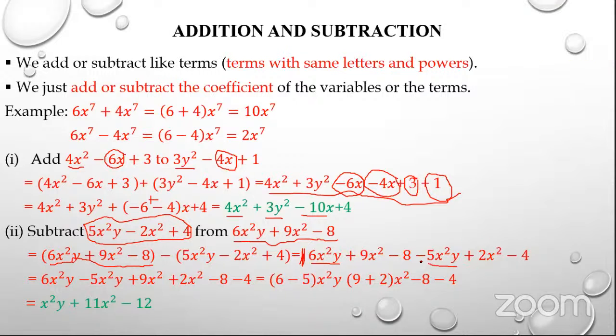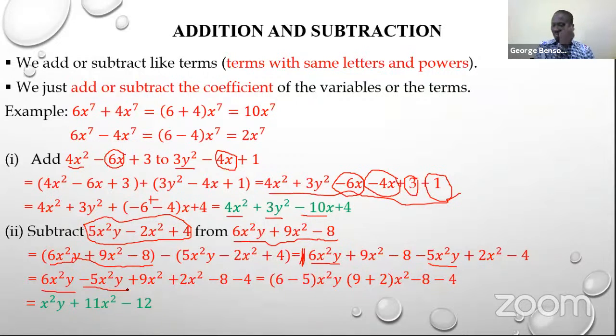But mind you that the 5x squared has a minus sitting in front of it. So we lift it together with the minus. So you see, that's why we have lifted 6x squared y here. Then we have minus 5x squared y as our first two entries. Is that okay?